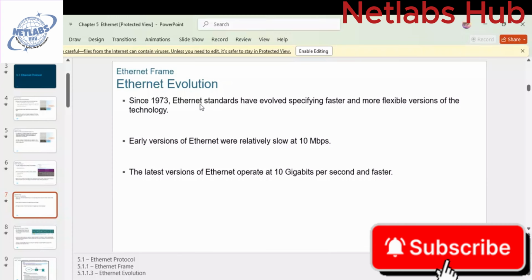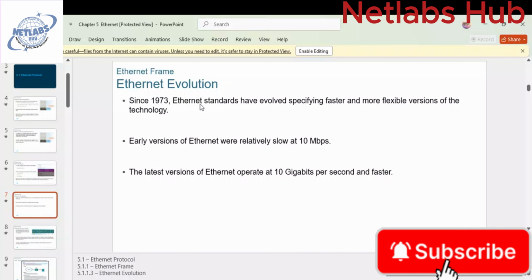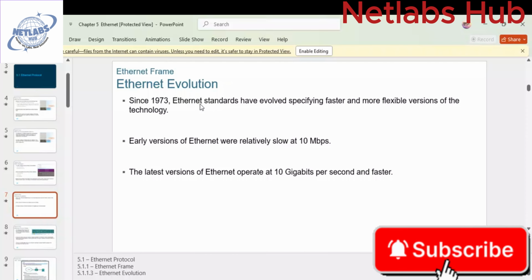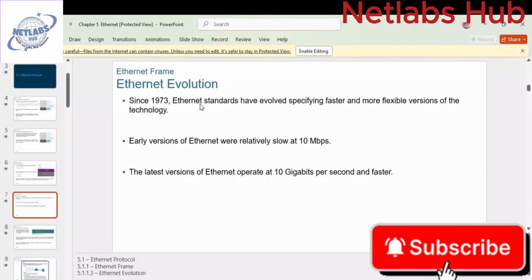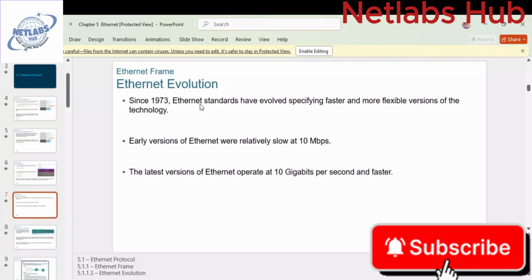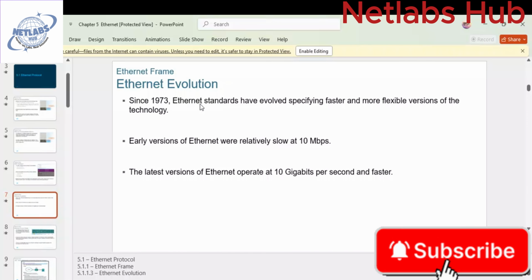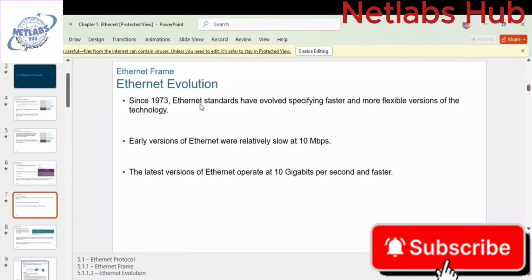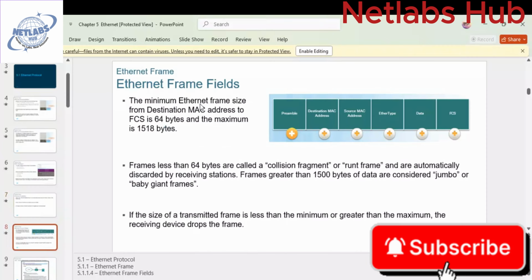So how has Ethernet evolved? Since 1973, the Ethernet standards have evolved, moving to faster and more flexible versions of the technology. Initially Ethernet used to operate at 10 megabits per second, that is 10 Mbps, but the current Ethernet has the capability to operate at 10 gigabits per second, which is much faster.